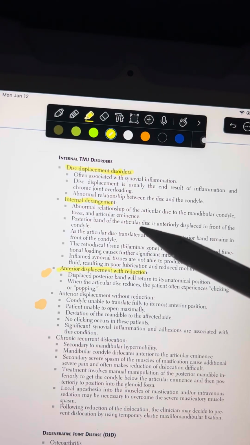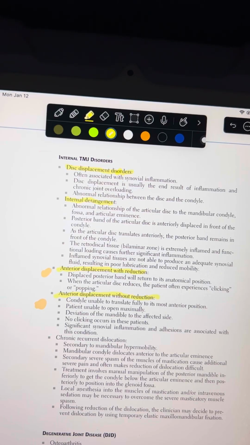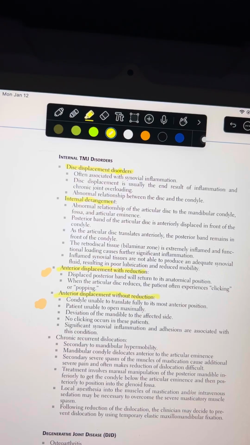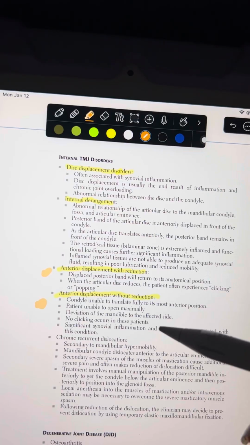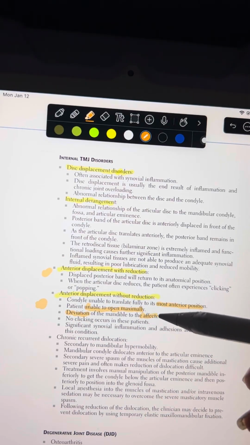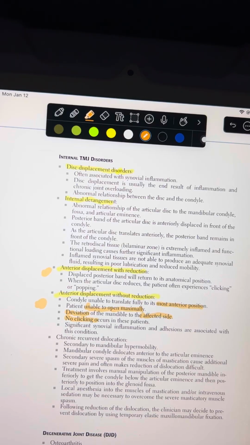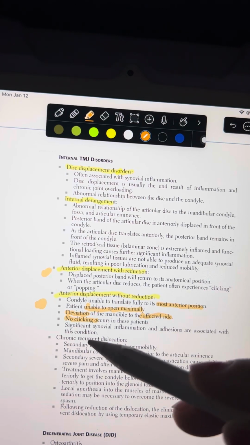And what is anterior displacement without reduction? The condyle is unable to translate fully to its most anterior position. So the patient is unable to open maximally, there is no maximum mouth opening. There is also deviation of the mandible to the affected side. So the mandible usually deviates to the side which is affected. The first thing is the most anterior position and inability to open maximally, and then the deviation, to which side? The affected side. And no clicking occurs in the patient. So this is the main thing, so we can differentiate. In anterior displacement with reduction, there is a clicking and popping sound, but without reduction there is no clicking sound. Significant synovial inflammation and adhesions are associated with this condition.